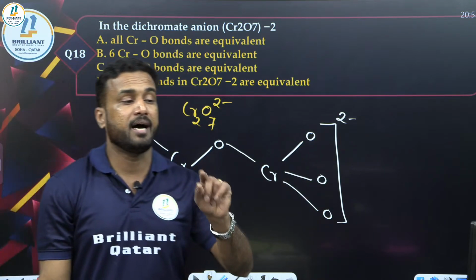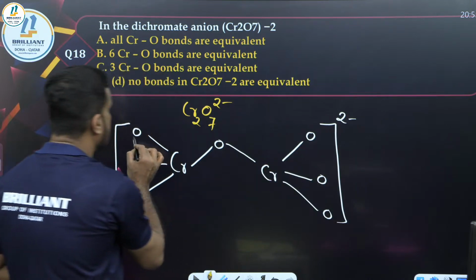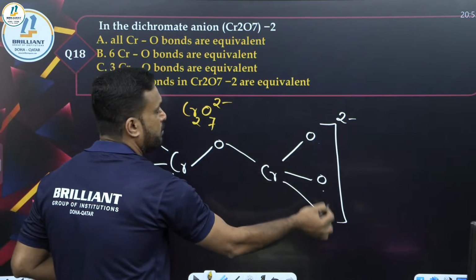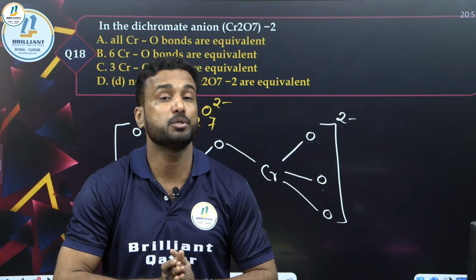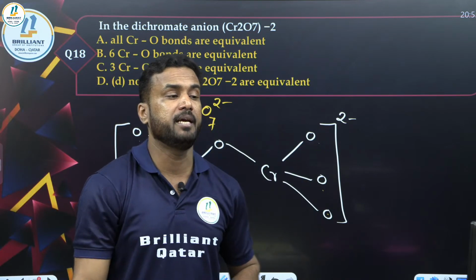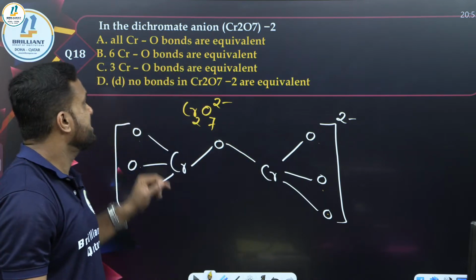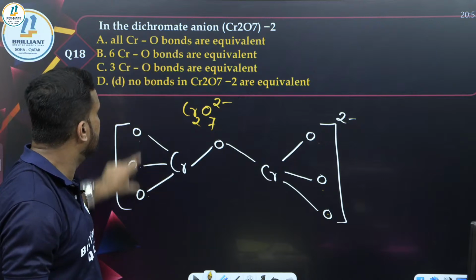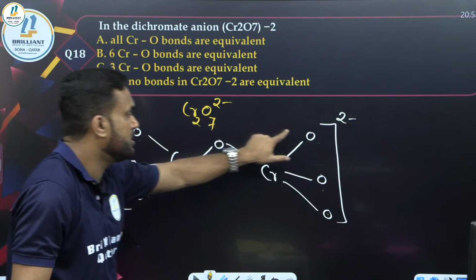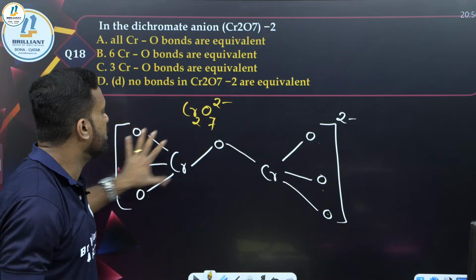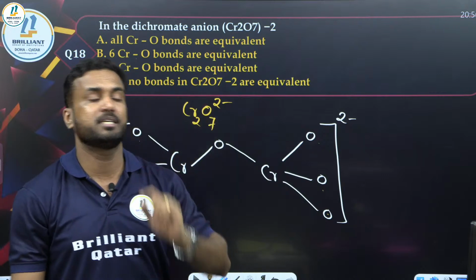This is the structure of Cr2O7 2 minus, and you keep in mind that in this one, these three oxygens on each side, due to resonance, their bond length will be the same. So which bonds are the same? The six chromium-oxygen bonds, these three and these three. The bridging one will not be the same. Resonance happens only here. These six chromium-oxygen bonds are equivalent. That you keep in mind.